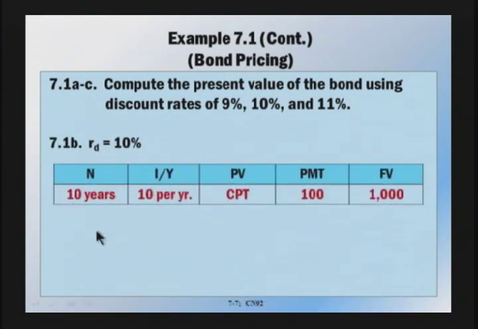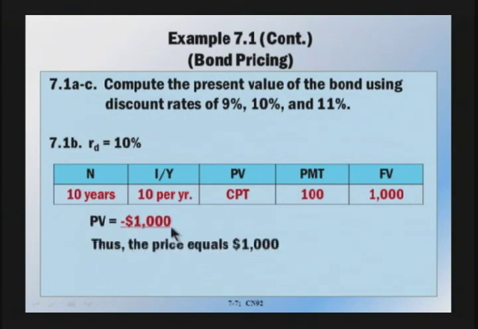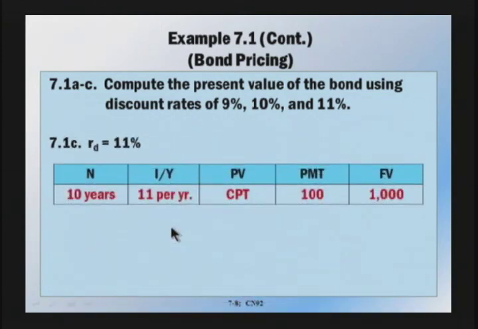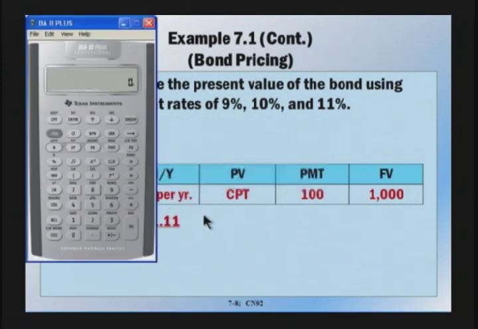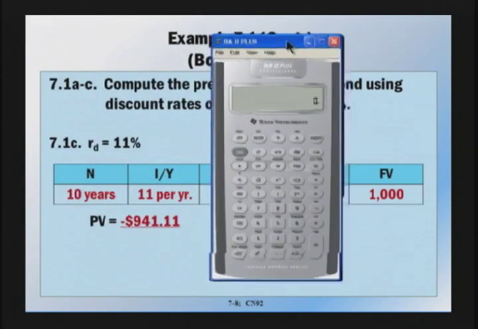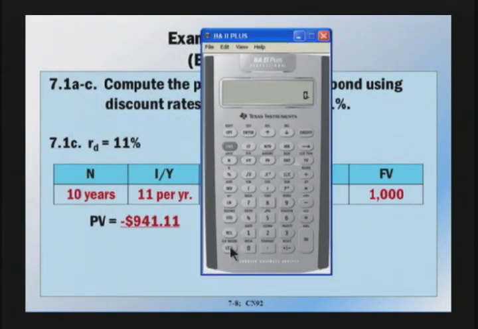If I discount the cash flows at 10%, I'll get a price of $1,000, and if I discount at 11%, then I will get a price of $941.11. Now let's illustrate this one on the calculator, which should be fairly obvious, but just to make sure we're on the same page, clear the display, second, clear TVM.